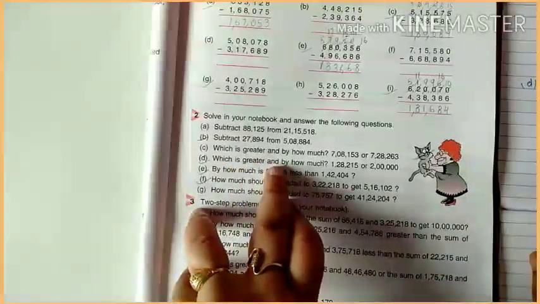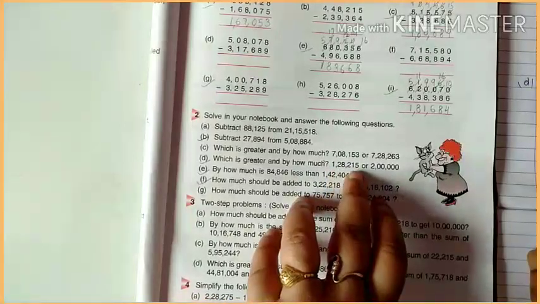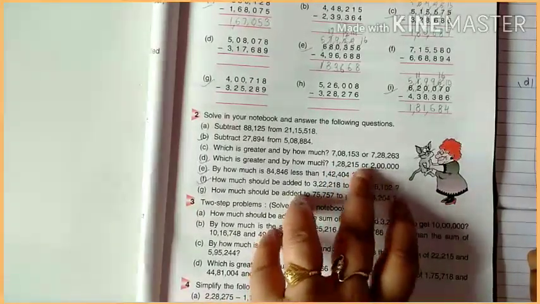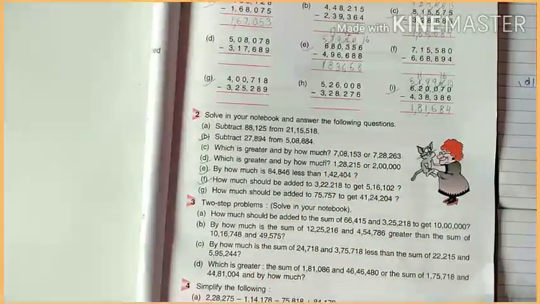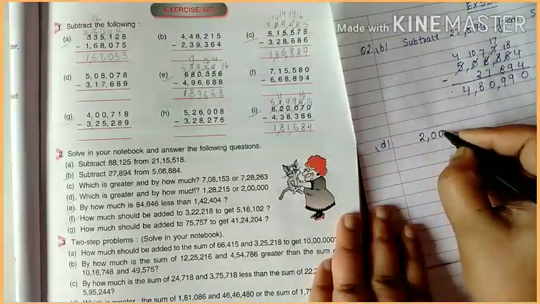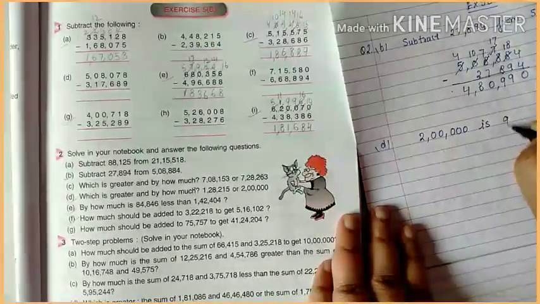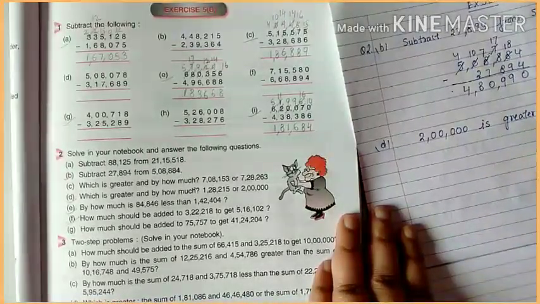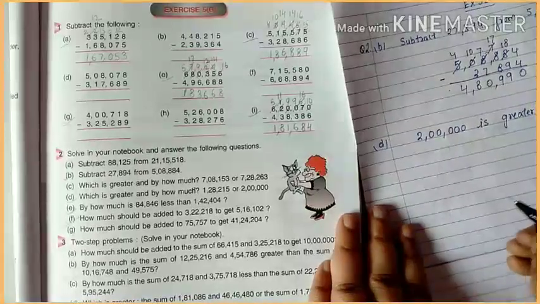Try to understand what is given in the question. Which is greater and by how much? Out of these, this is 1,28,215 and this is 2 lakh. Which one is greater? 1,28,000 is greater or 2 lakh is greater? 2 lakh is greater. So write the answer first. 2 lakh is greater than 1,28,215. Okay, by how much?